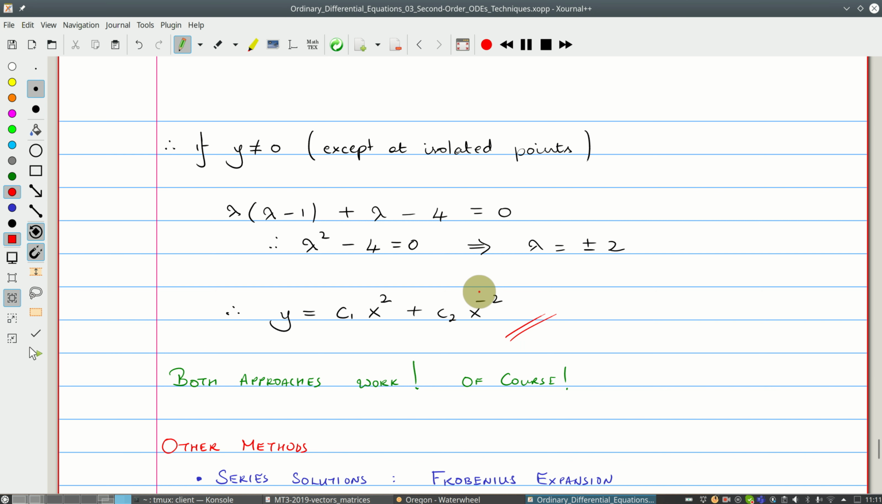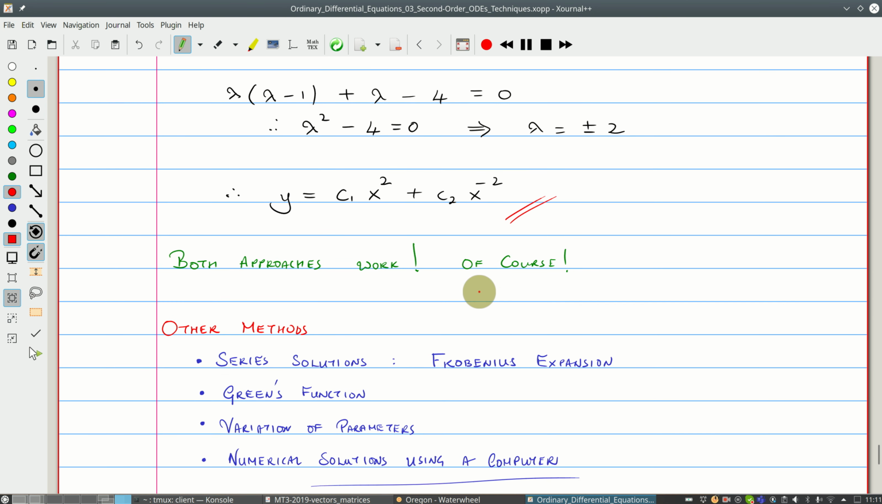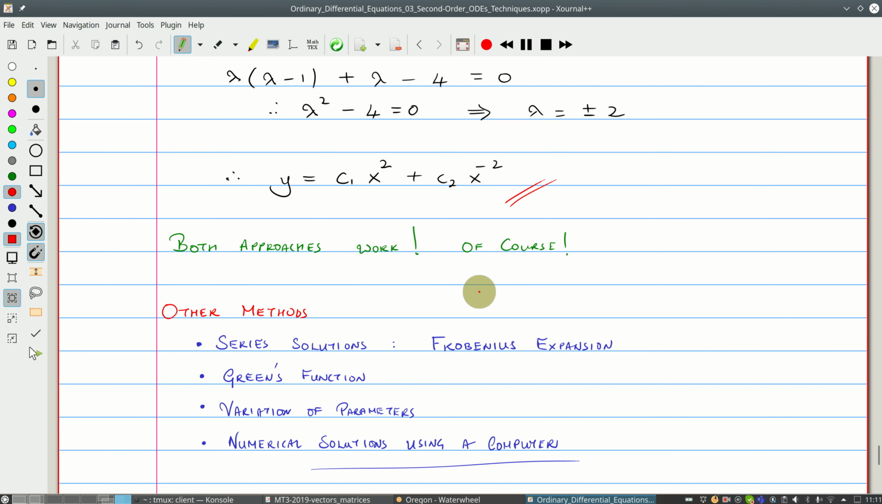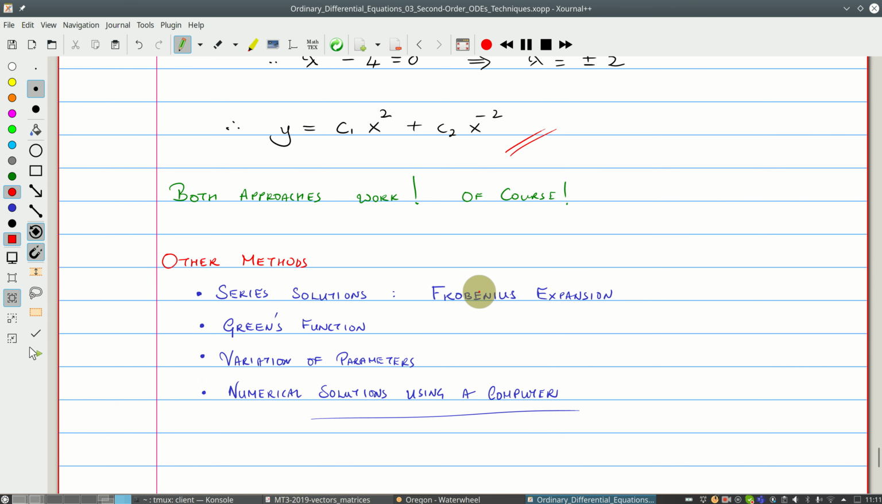Okay, now there are many more methods of solving second and higher order ODEs. We'll be looking at a few general techniques in the next few recordings. We'll be looking at series solutions, the method of Frobenius, and Green's functions. I won't be looking at variation of parameters. It's related to Green's functions, but you can look at this in Riley, Hobson, and Bence if you're interested. And finally, there are numerical solutions using a computer, which I will put up some recordings on if I have time, but it may not happen. The first two are what we're going to be looking at next.